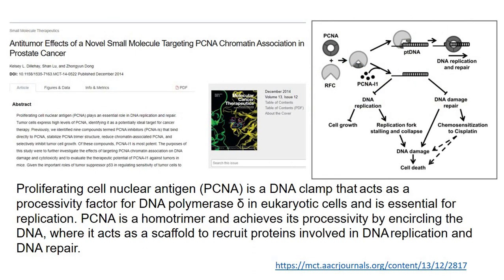This PCNA is very important, and as I mentioned, it's a DNA clamp. It acts as a processivity factor for DNA polymerase delta in eukaryotic cells, and it is essential for replication as well as for repair. PCNA is a heterotrimer, like we talked already. The whole enzyme is a trimer of all different components, one on the leading strand and two on the lagging strand. So these PCNA or beta clamps are also trimers, one on the leading strand and two on the lagging strand.